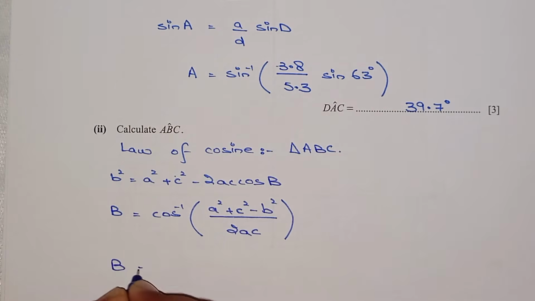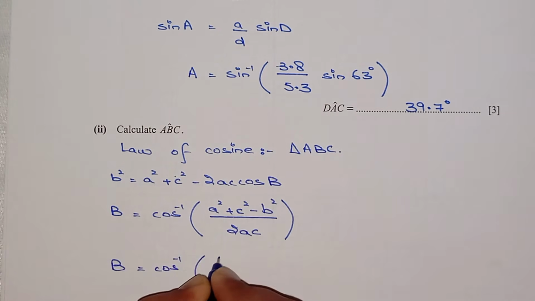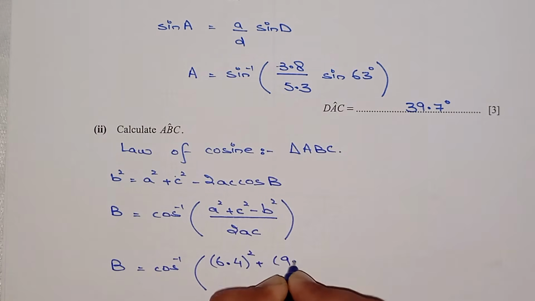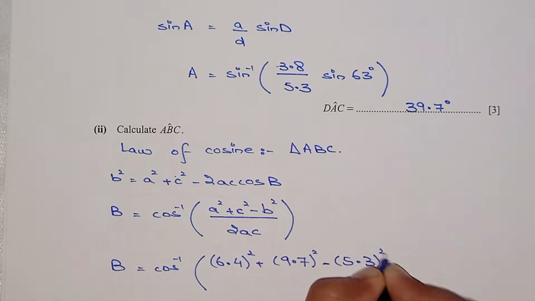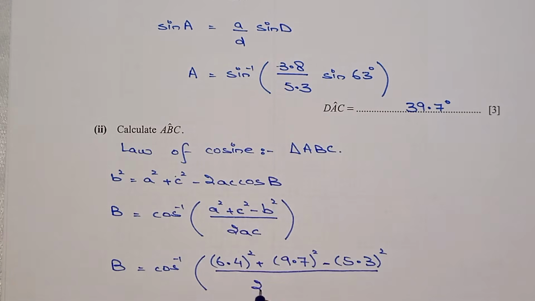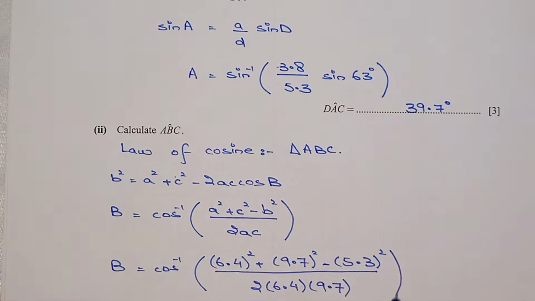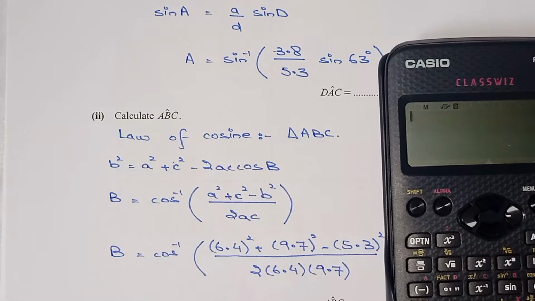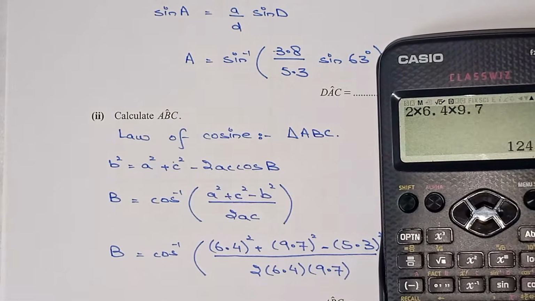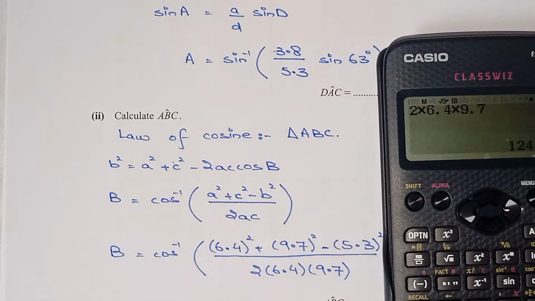So B would be equals to cos inverse of A is 6.4 square, plus C is 9.7 whole square minus B is 5.3 whole square dividing by 2AC. Okay, so let's do the denominator first. So 2 times 6.4 times 9.7. This would be 124.16. So the denominator is 124.16.